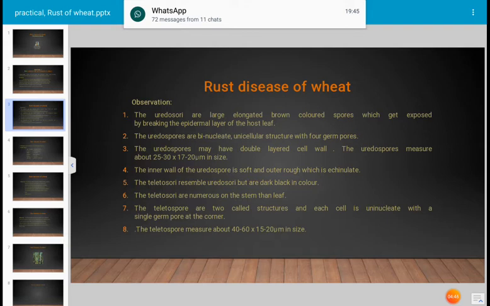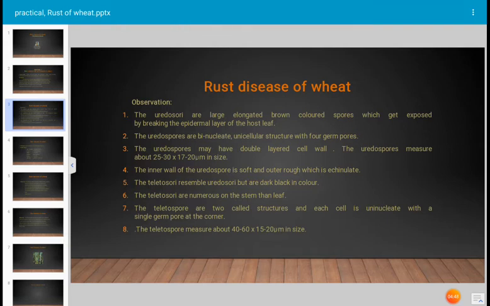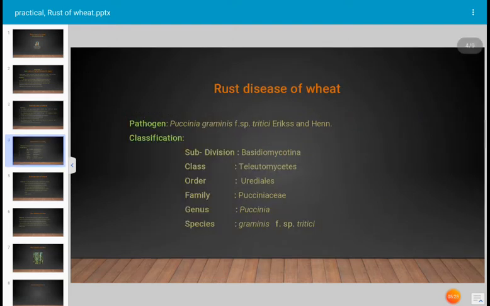If you take the section of a teliosorus, the sorus is somewhat elongated and dark black in color, and mostly telia occur on the stem as well as on the leaf. A teliosorus consists of teliospores. Teliospores are spindle-shaped spores. Each has a stalk-like structure, known as the stalk, and the spindle-shaped head-like structure is a two-celled spore. Each cell has one nucleus and one germ pore. This you have to observe.